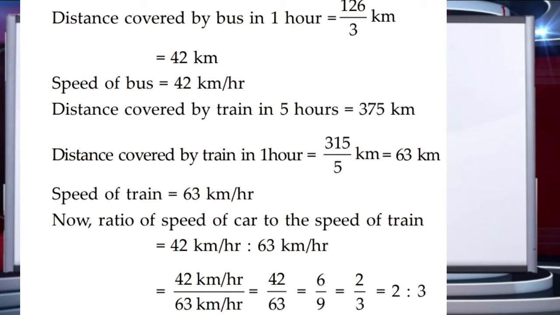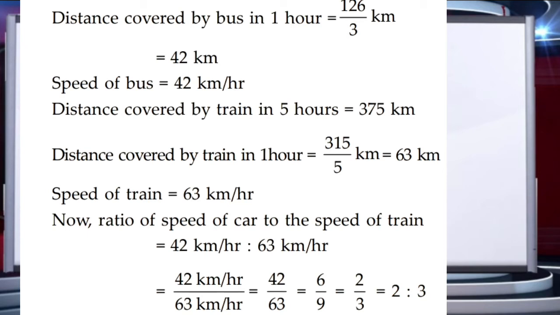So speed of bus will be 42 km per hour. Now you can use the formula also. Speed is equal to distance upon time. Distance is 126 and time is 3. So speed is 42. You can do it in this way also, or you can use the unitary method also. That is, the distance covered in 3 hours is 126, so the distance covered in 1 hour is 126 divided by 3. Same way you will find out the distance covered by train.